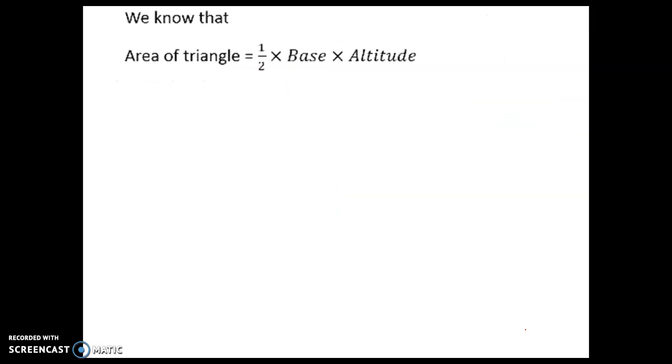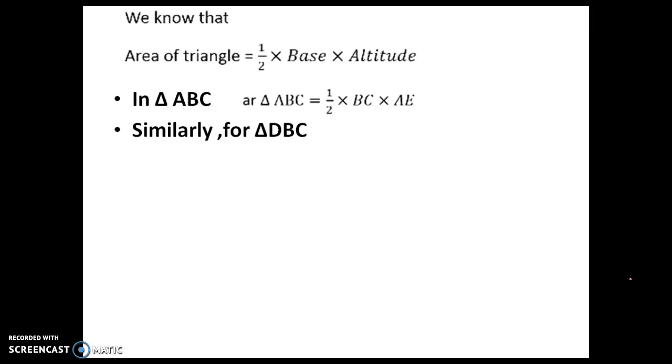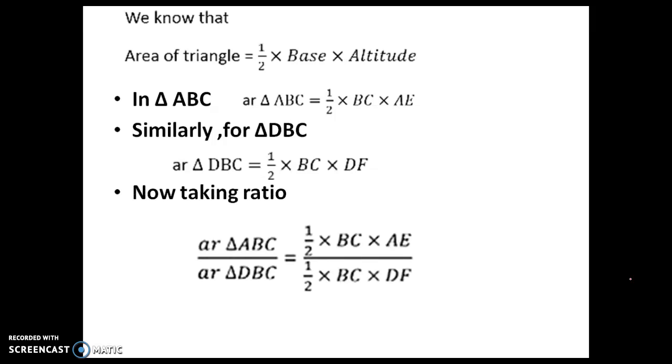We know that area of a triangle equals half into base into height or altitude. So in triangle ABC, area equals half into base BC into AE. AE is the altitude, the perpendicular we just drew. Similarly, in triangle DBC, also half into base BC and height DF. So taking the ratio, area of ABC divided by area of DBC equals what we found, that you should write.